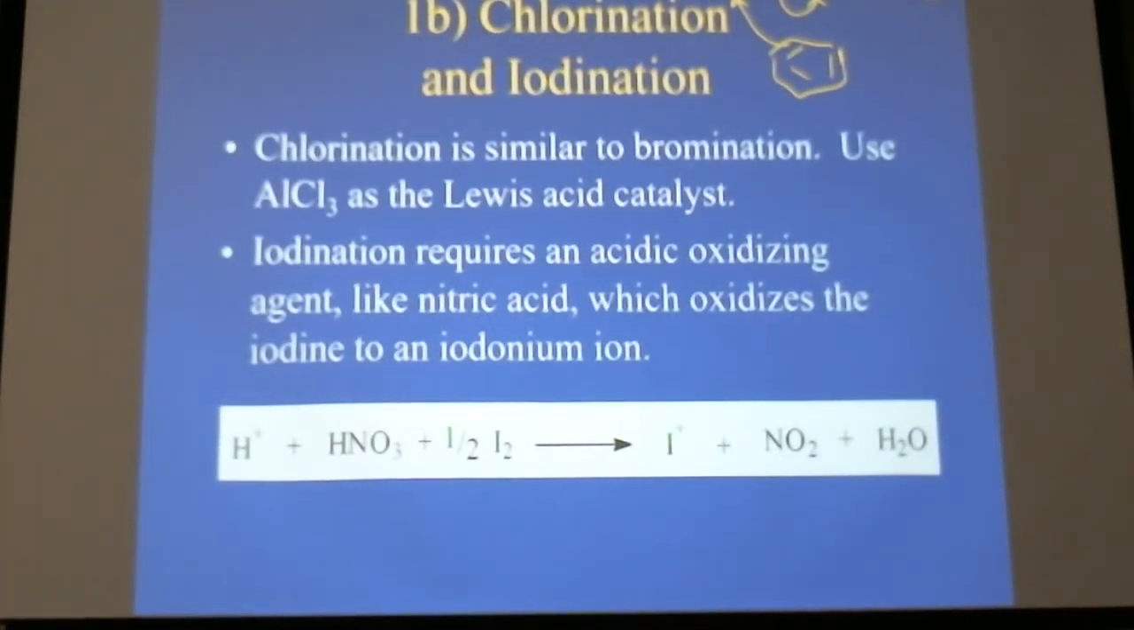Chlorination is similar to bromination. Typically we try to match these, so bromine with ferric bromide, chlorine with aluminum trichloride, so that we don't end up exchanging halogens. But it's the same issue. For iodination, you need to generate this positive iodine in situ with some iodine and nitric acid. But effectively, the reaction once you have this is the same.